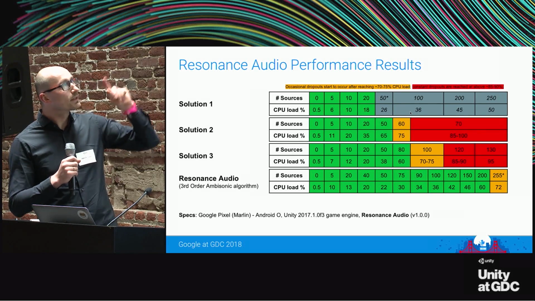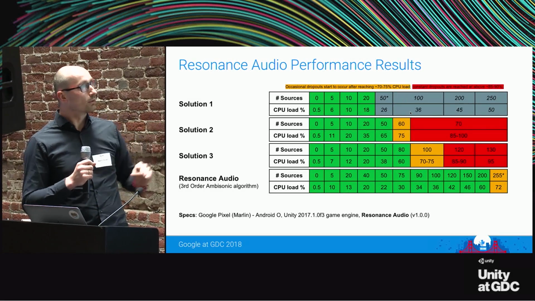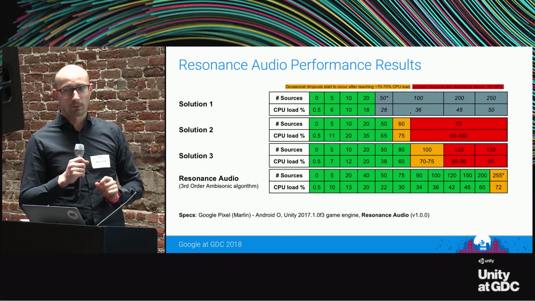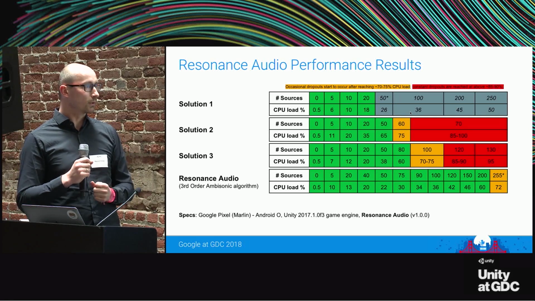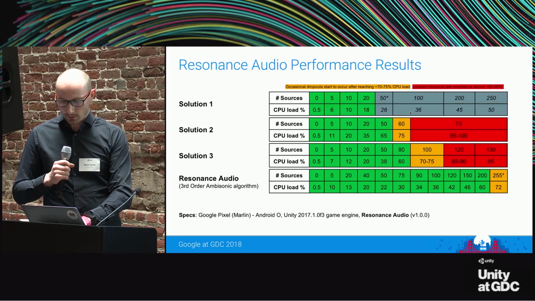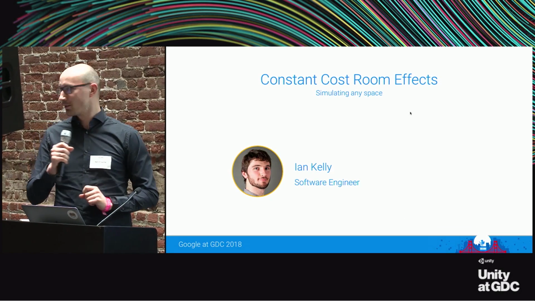So as you can see, for a small number of sources, we are basically as efficient as all the other solutions, but we scale much, much better with the number of sources, just because we don't have to deal with this per source convolution. So that was a deeper dive into Ambisonic Spatializer Resonance Audio uses.